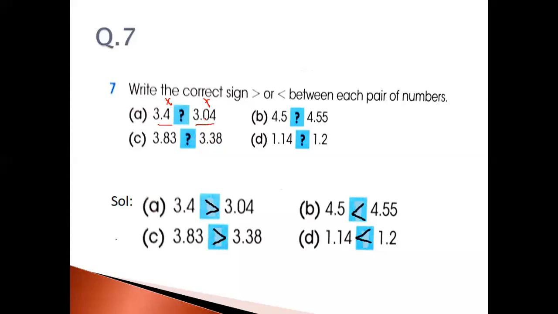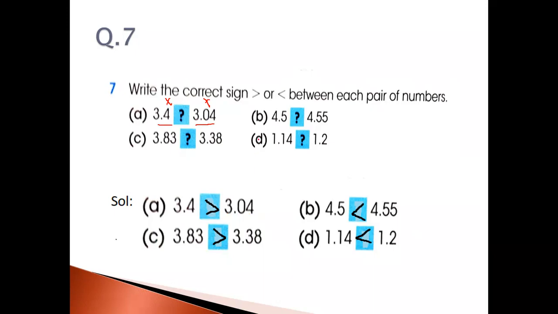The tenth part is helping us here. In the tenth place, the number which is greater is making the number greater than the other. So we can say 3.4 is greater than 3.04. In this way, we will put the symbol of greater than.